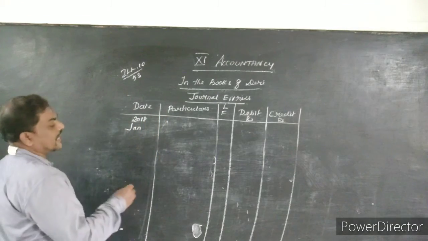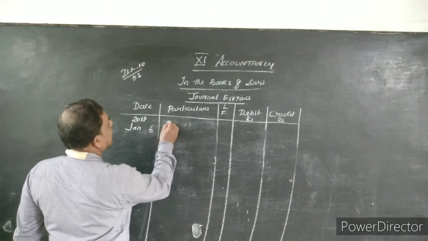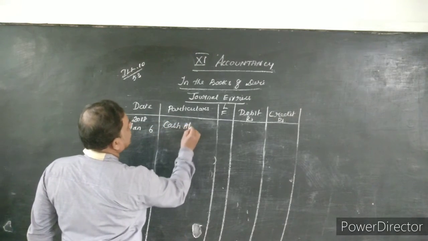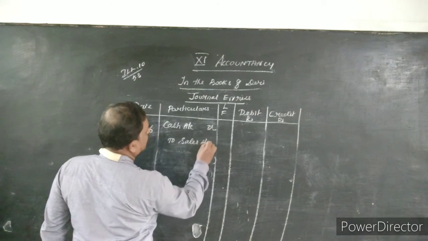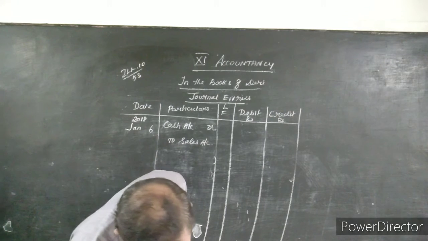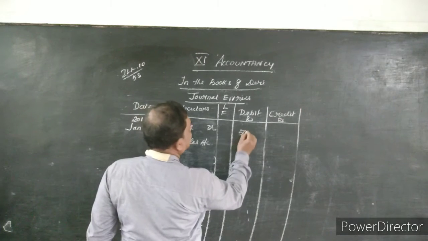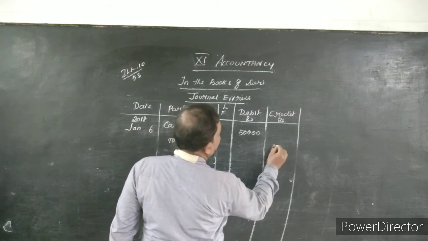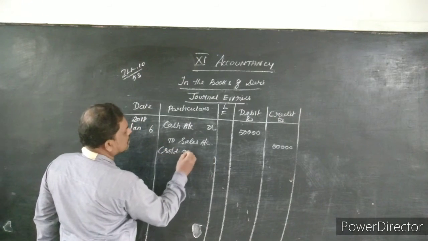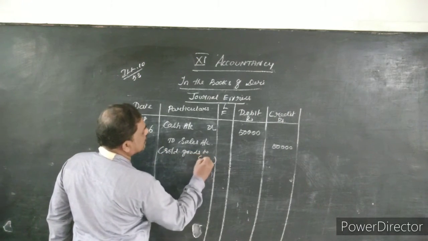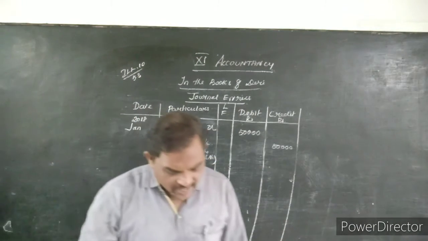So the answer: the date is 6th. Cash account debtor to sales account. What is the amount? Amount in rupees 50,000. So debit 50,000, credit 50,000. Narration: sold goods to C and company. Okay, what is the next journal entry?